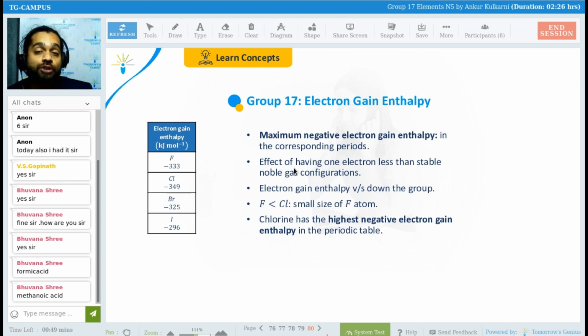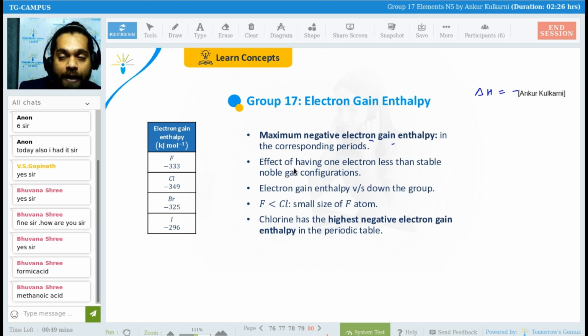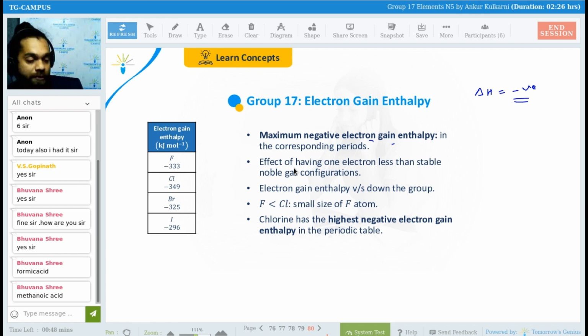Okay. Similarly, you have electron gain enthalpy, that is energy absorbed or energy which is evolved, given away or taken in during the addition of electron. That is electron gain enthalpy. You can see it is negative. When the enthalpy is negative, what is the meaning of that? What kind of reaction is that? Endothermic, exothermic, what is it? A hint. When the enthalpy is negative, is it exothermic or is it endothermic?